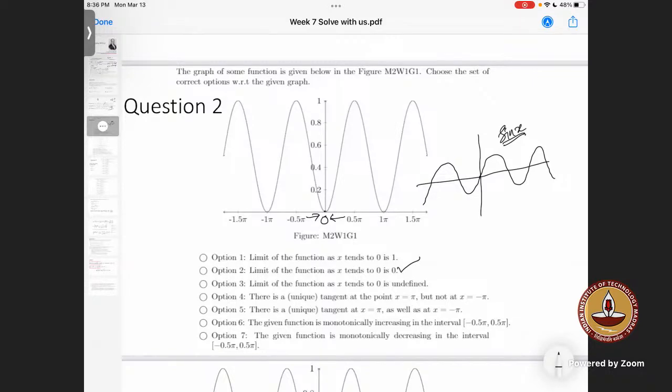Option 1 is saying the limit of the function as x tends to 0 is 1. It should not be 1; it should be 0. Is that clear to everyone? Yes, sir. So option 2 is correct, option 1 is incorrect, and similarly option 3 is also incorrect. Next, option 4. There is a unique tangent at the point x equal to pi, but not at x equal to minus pi. So where is x equal to pi? This point, right?